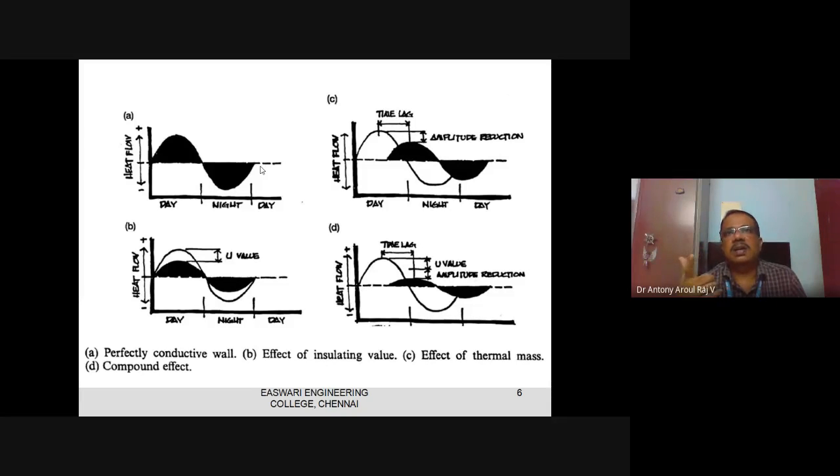Similarly, radiation through glass is instantaneous, it will enter immediately. But through the wall, it will not be immediate. So the peak is shifted. If the heat is entering at 12 o'clock, it will be felt at 4 o'clock or 8 o'clock, depending on the thermal mass or the thickness. So that is what we have to understand. This is the concept I wanted to discuss today. Every day we are discussing some new concept.